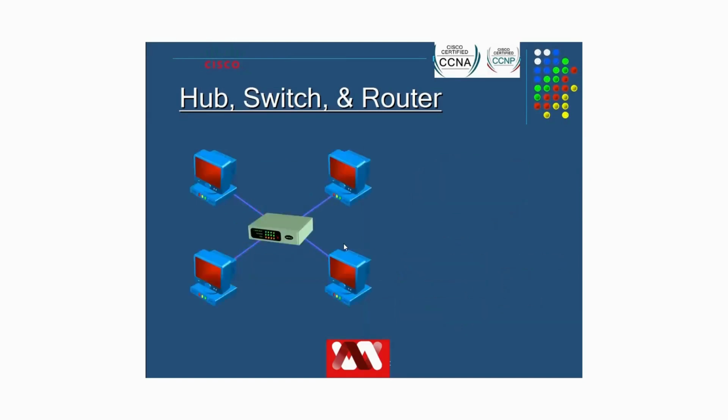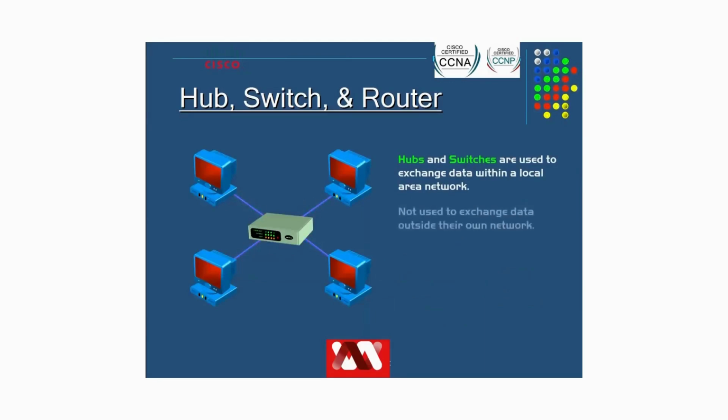And now we have a hub, switch, and router. Hubs and switches are used to exchange data within a local network, a LAN, local area network, same thing. They are not used to exchange data outside of their network. So it's only within their network that they can exchange data. You cannot send to another branch, let's say. To exchange data outside their own network, our device needs to be able to read IP addresses.